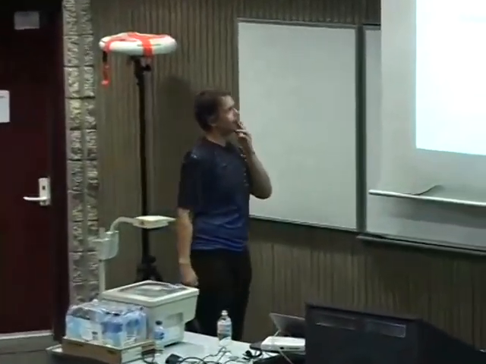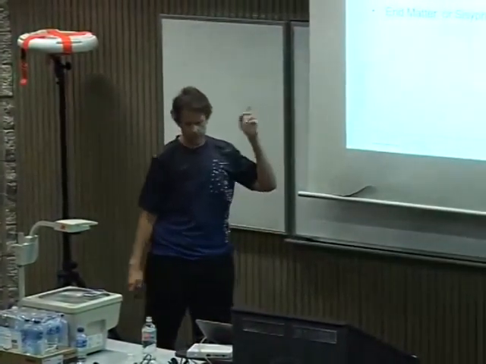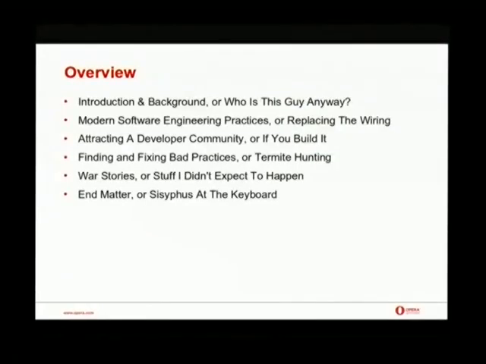Okay, here's a brief discussion of what we're going to do. There's going to be an intro where I explain what several words you've already seen mean. We're going to talk about modern software engineering practices, which you should all pretty much know, but I'm going to mention them because otherwise there'll be no explanation as to how we had to spend so much time introducing them where they weren't there before. Attracting a developer community, which should also be very obvious. Finding and fixing bad practices.